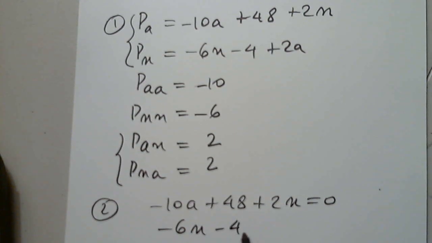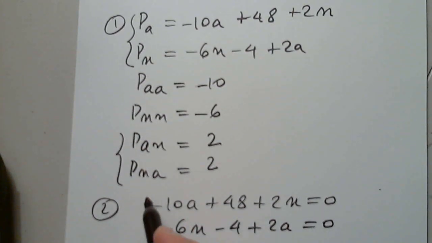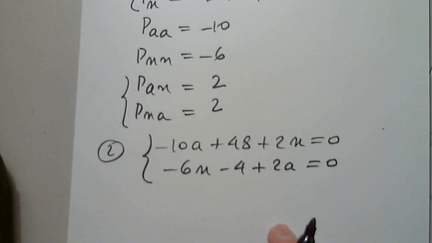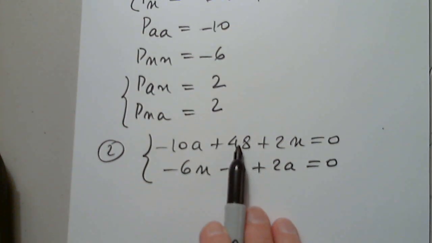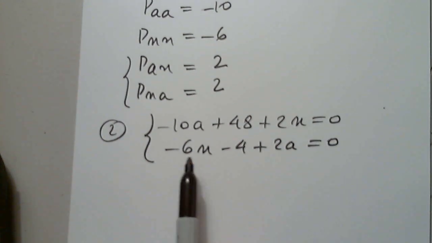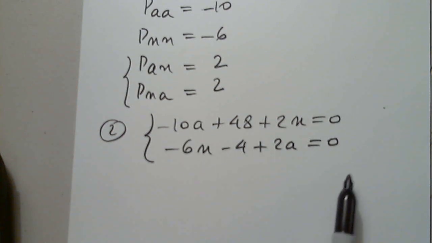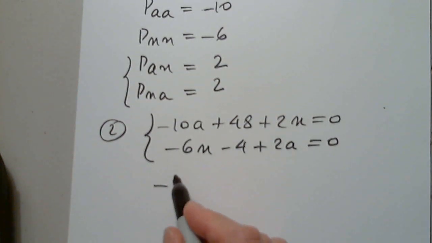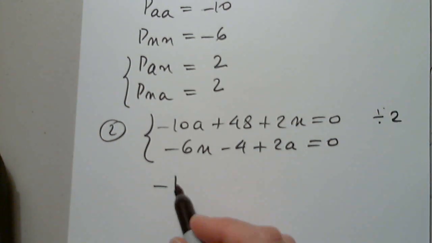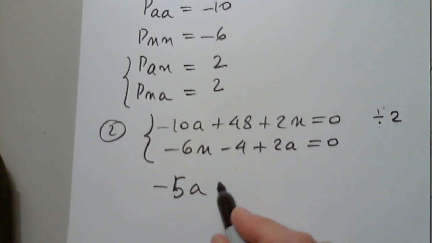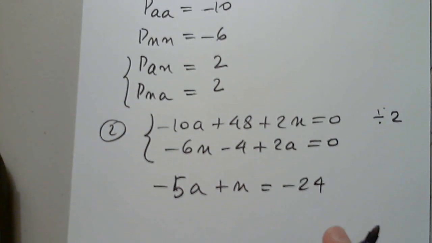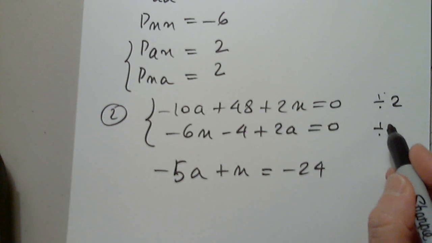Negative 6n minus 4 plus 2a equals 0. I have to solve this system. So first I'm going to move 48 to the other side and negative 4 to the other side and arrange them in the correct order, one below the other. I can divide here by 2. So negative 5a plus n equals negative 24. I can also divide here by 2.